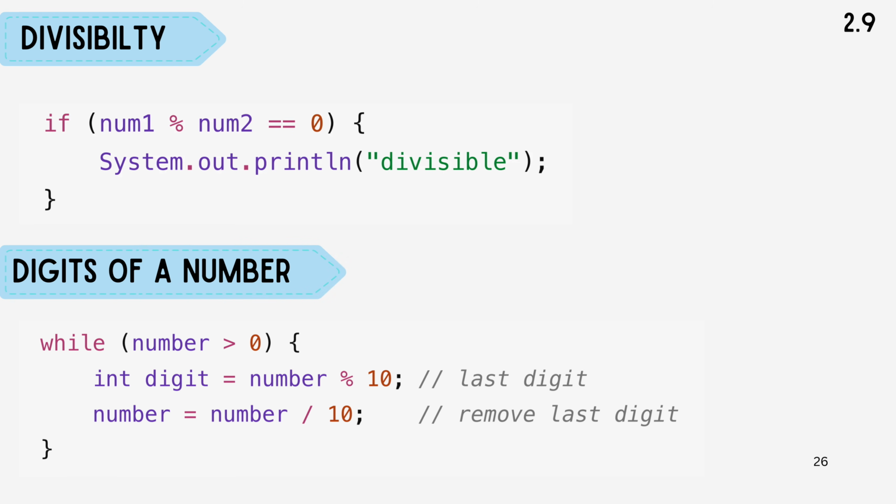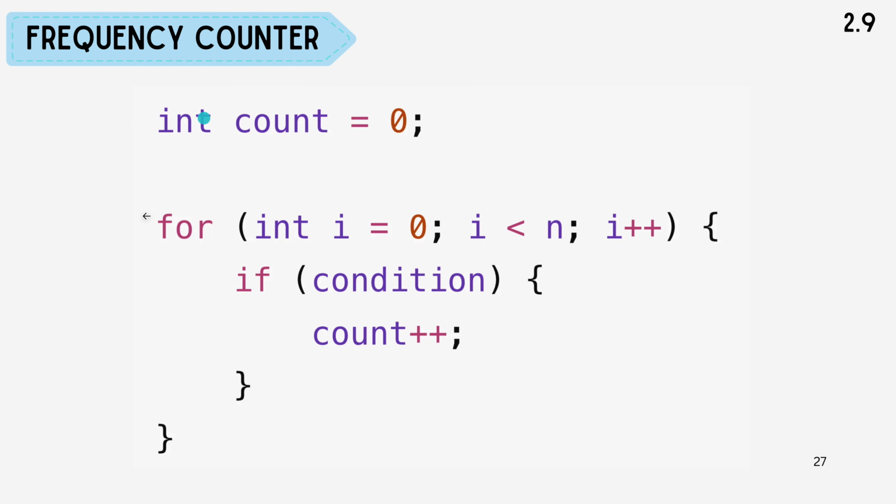This is divisibility. We will use this a lot to find even numbers and odd numbers, so make sure you know that. Then this is digits of number, to remove the last digit of a long number, we divide it, and to take the last digit, we modulo it. And the frequency counter is something we use a lot too, and this comes a lot in trace tables.